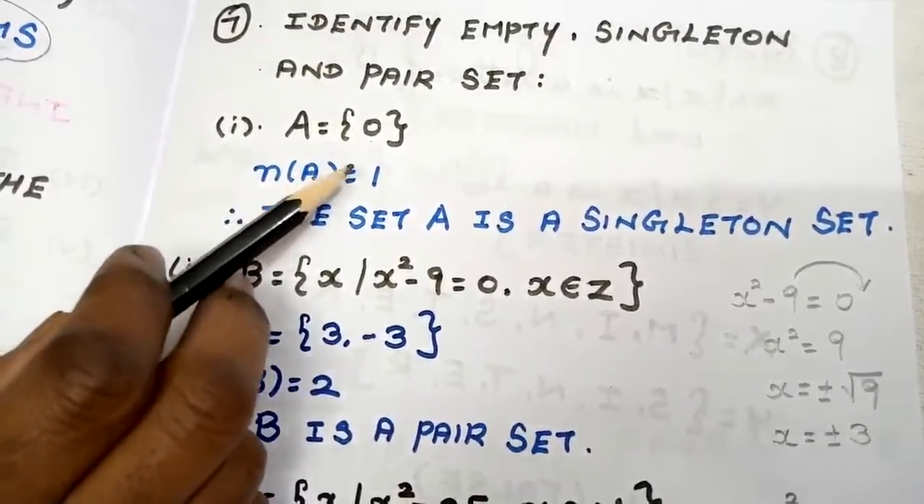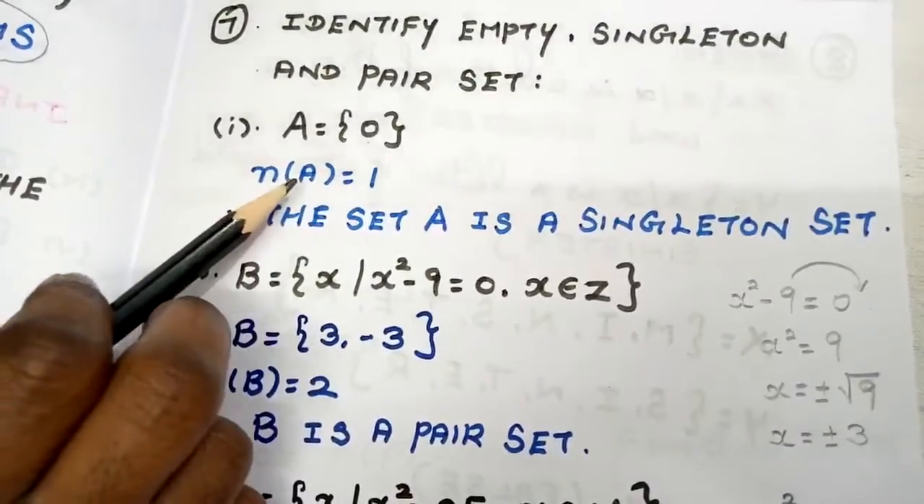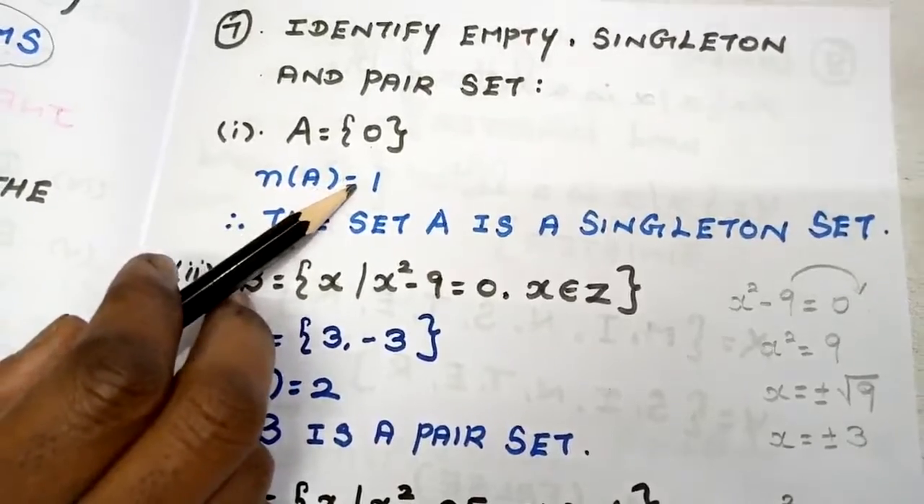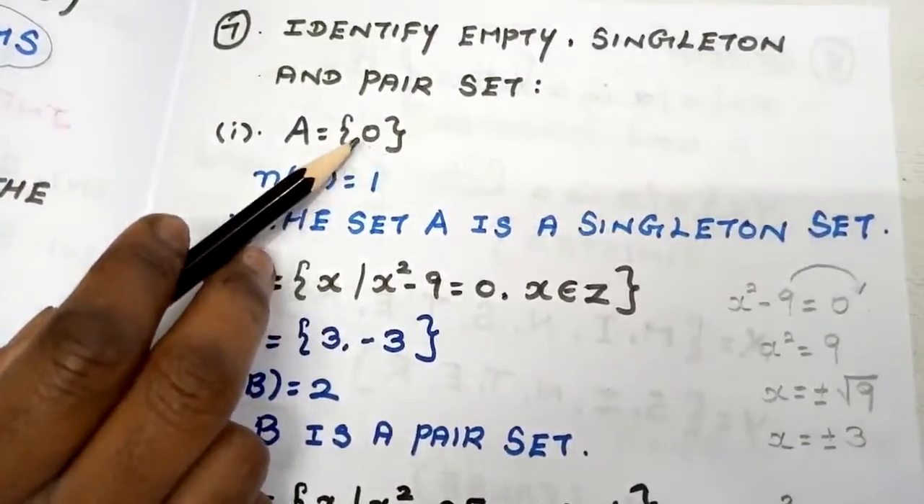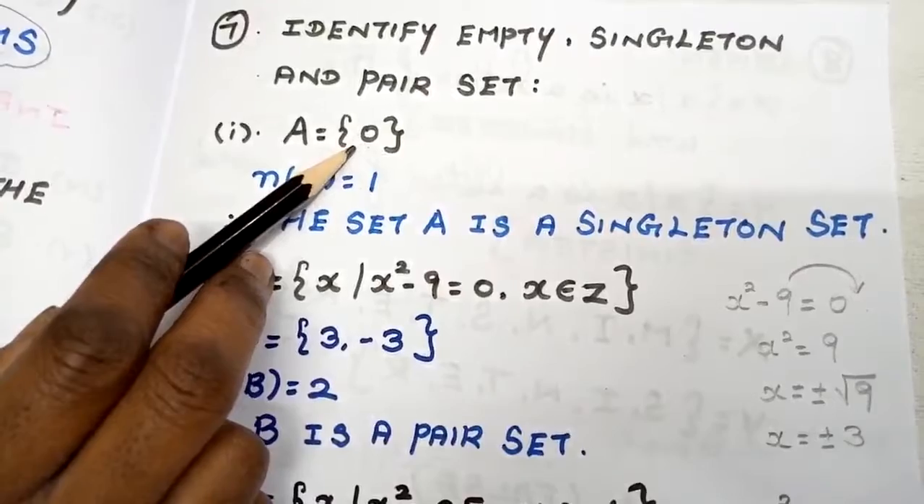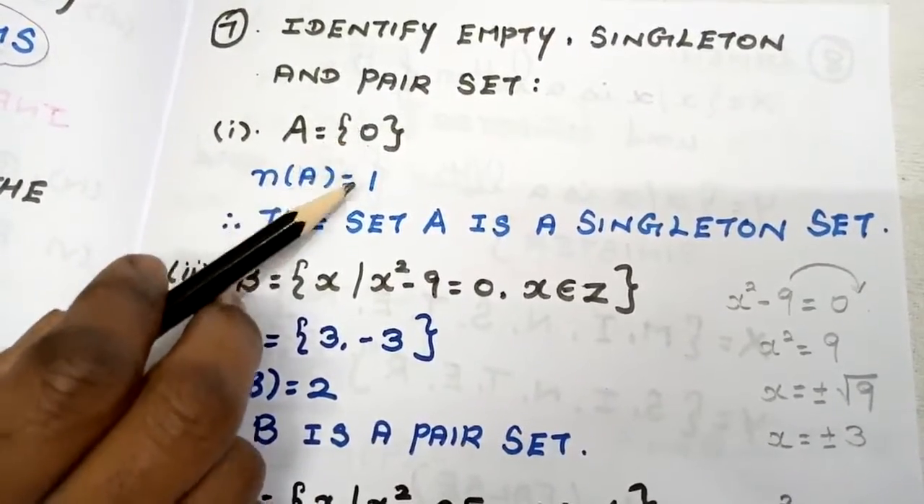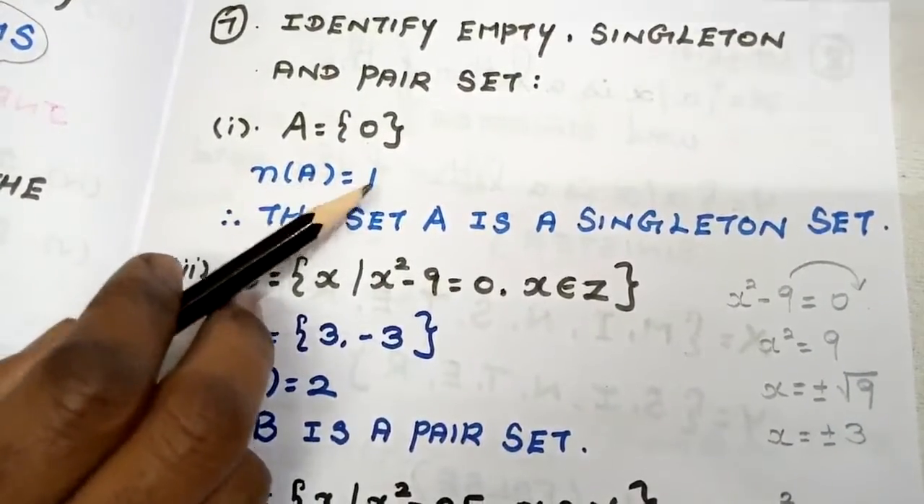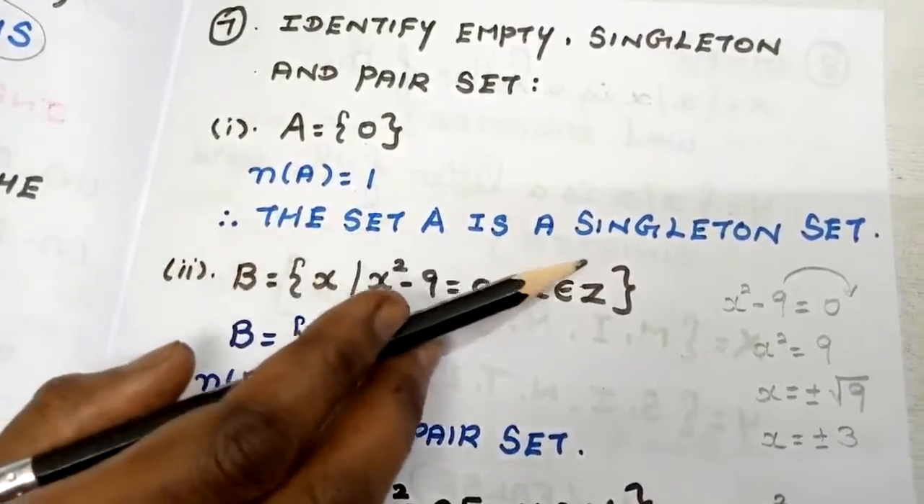n of A equal to 1. The number of elements in set A equal to 1. I am counting the value inside that set, 0. I am having only one element. That counting is known as n of A equal to 1. Therefore, set A is a singleton set.